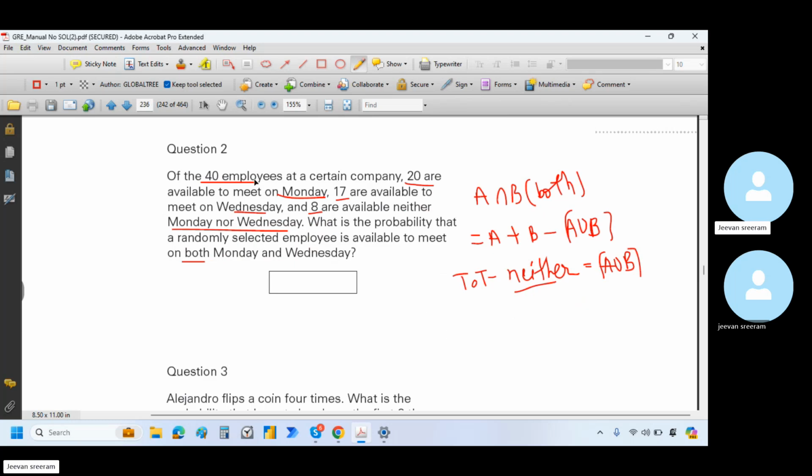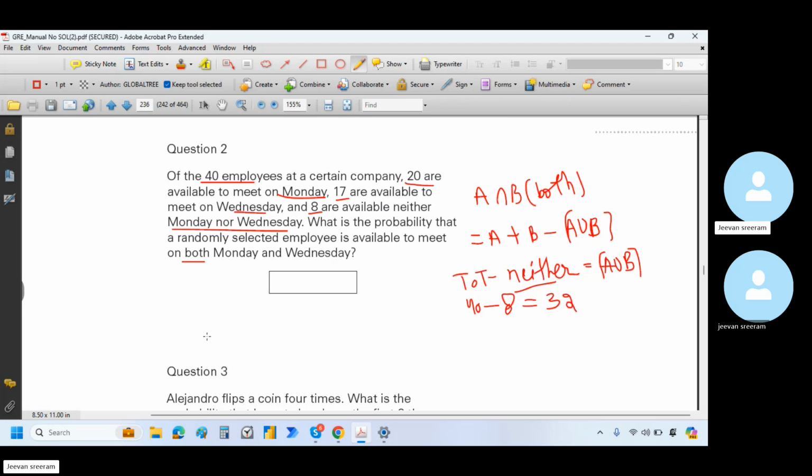Let's see. 40 employees, certain company, 20 are available. The total we got. So A union B can also be written as A plus B minus A intersection B. So we'll get A union B here: the total 40 minus neither. Neither means won't be available on any of the days. That is 8. So we got 32.